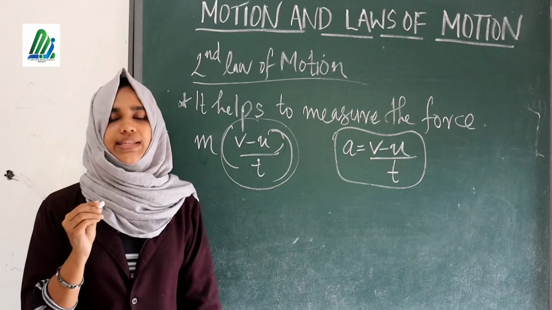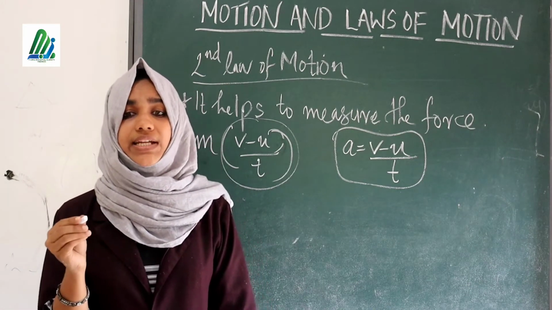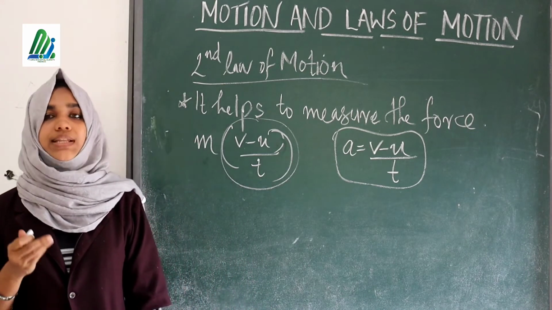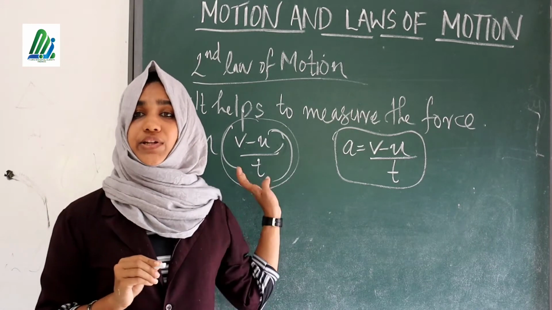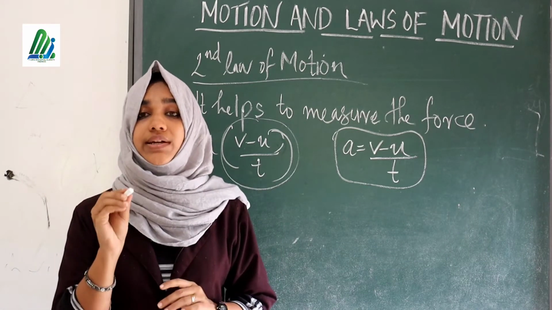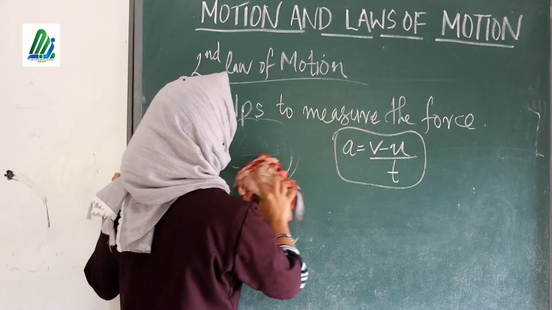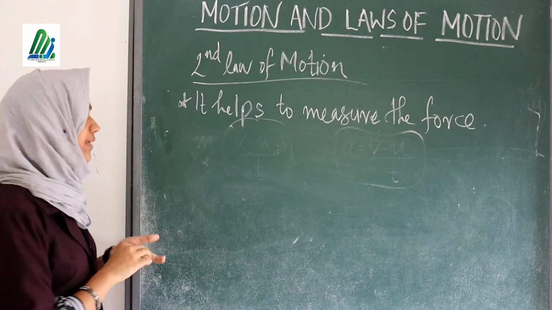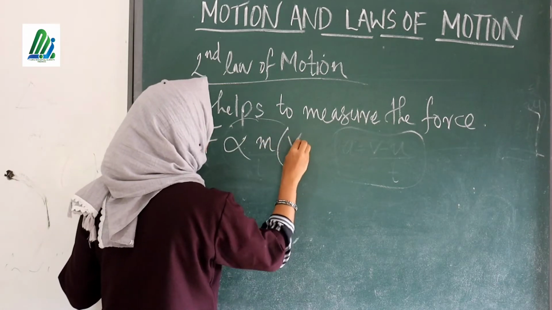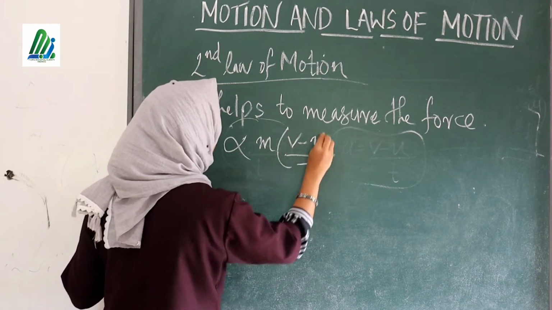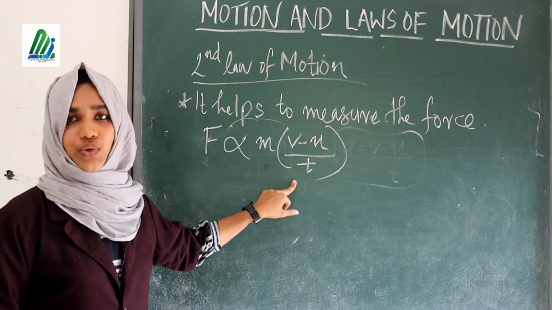So we can say that the rate of change of momentum of a body is directly proportional to the applied force. That is Newton's second law of motion. How can we write that? We can write F is directly proportional to m into (v minus u) by t.